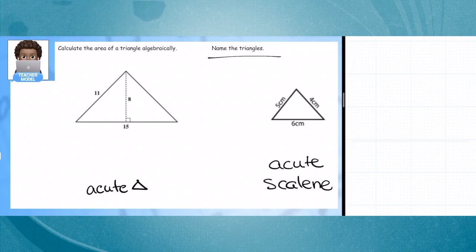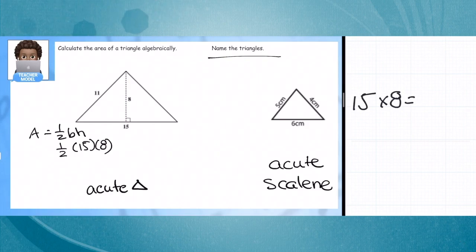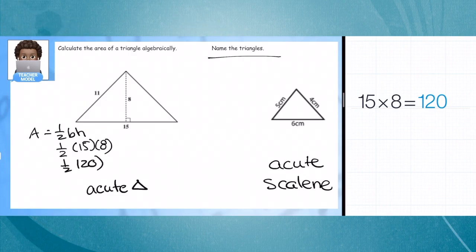So let's figure out the areas for these triangles. So 1/2 base times height. 1/2 times 15 times 8. So 15 times 8 is equal to 120. So half of 120 is 60. And since I don't have the units, I'm going to put units squared. That's my area for my first triangle.